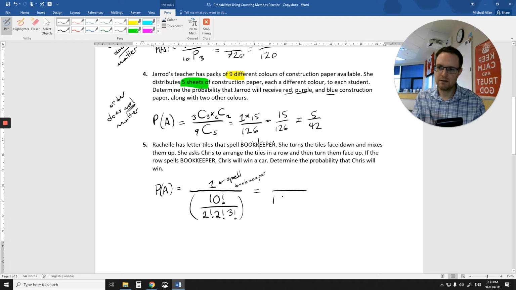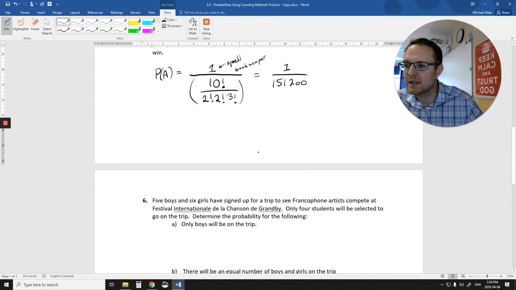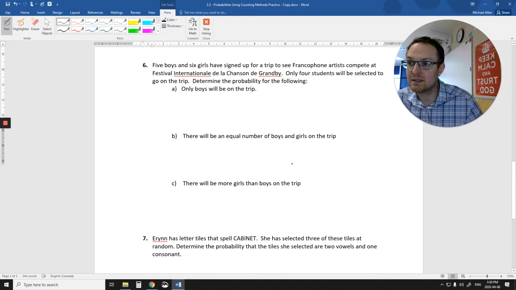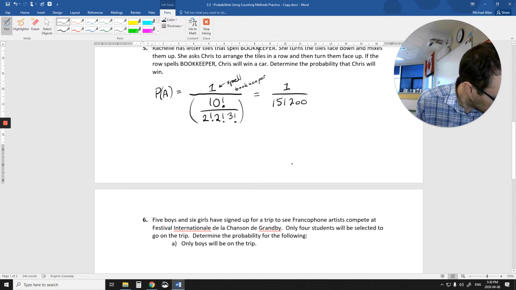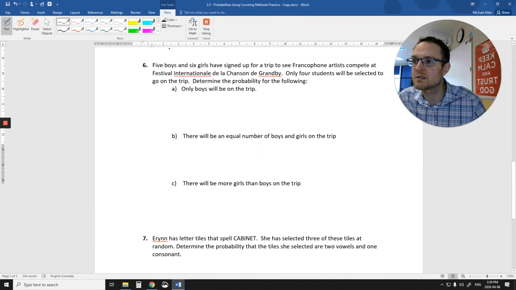So there's 151,200 ways to rearrange those letters, and she has a 1 in 151,200 chance of doing that. There you go. Not very likely he'll win, but he could win. It's more likely than if there wasn't any repetition, where it'd be like a 1 in 3 million chance. But because you could repeat those O's, it reduces how many different ways you can rearrange those letters.